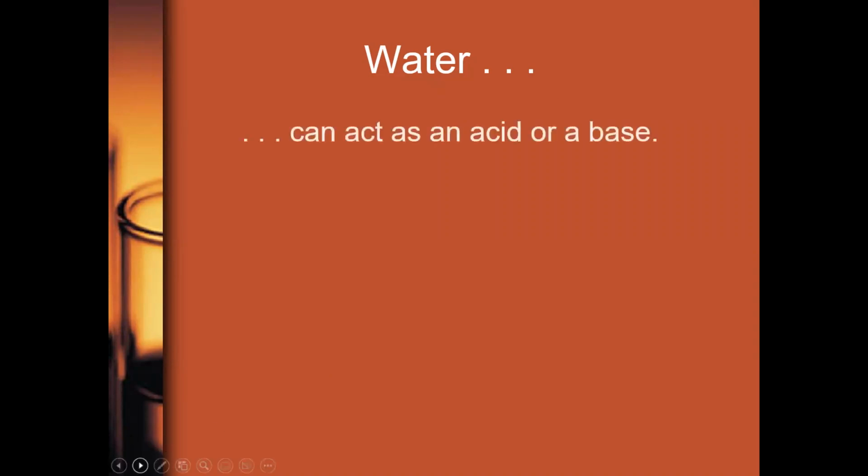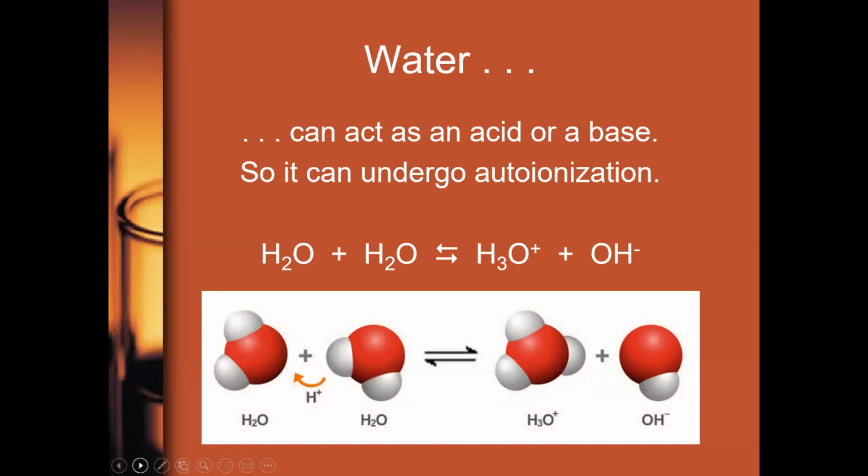That's because water can act as both an acid or a base, which in itself can undergo autoionization. So water can react with another water to create a hydronium and a hydroxide. So it can split on its own, which is possible. So since it can act as both an acid or a base, that's what we refer to as amphoteric, whenever it can act as both an acid and a base. So it can gain or lose a hydrogen.